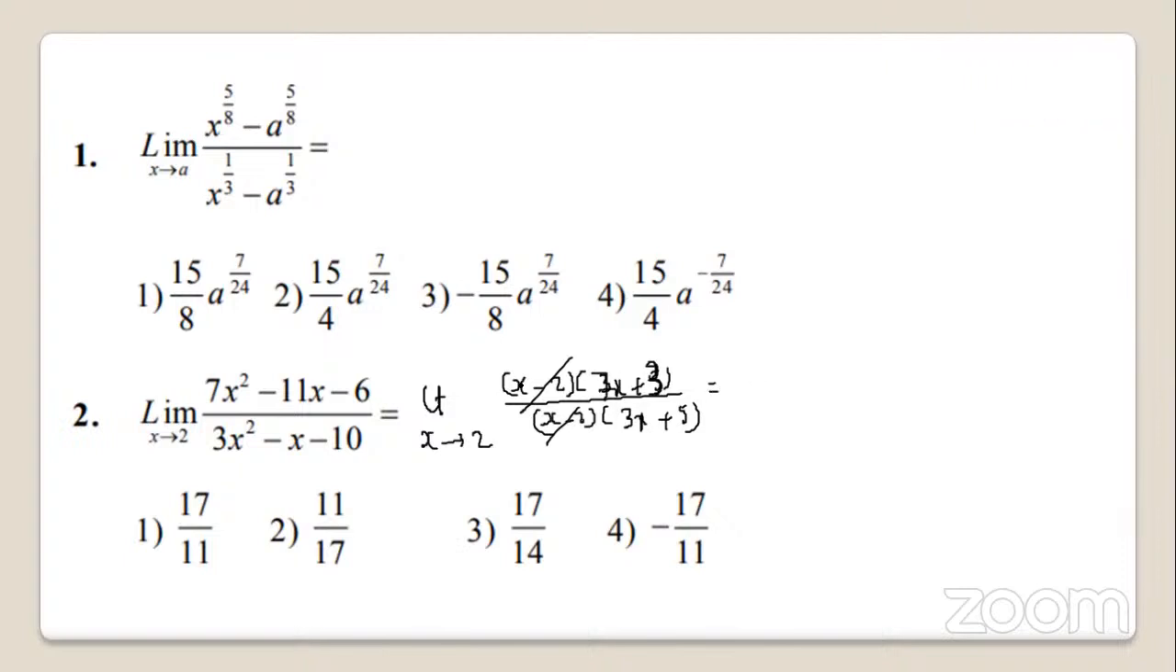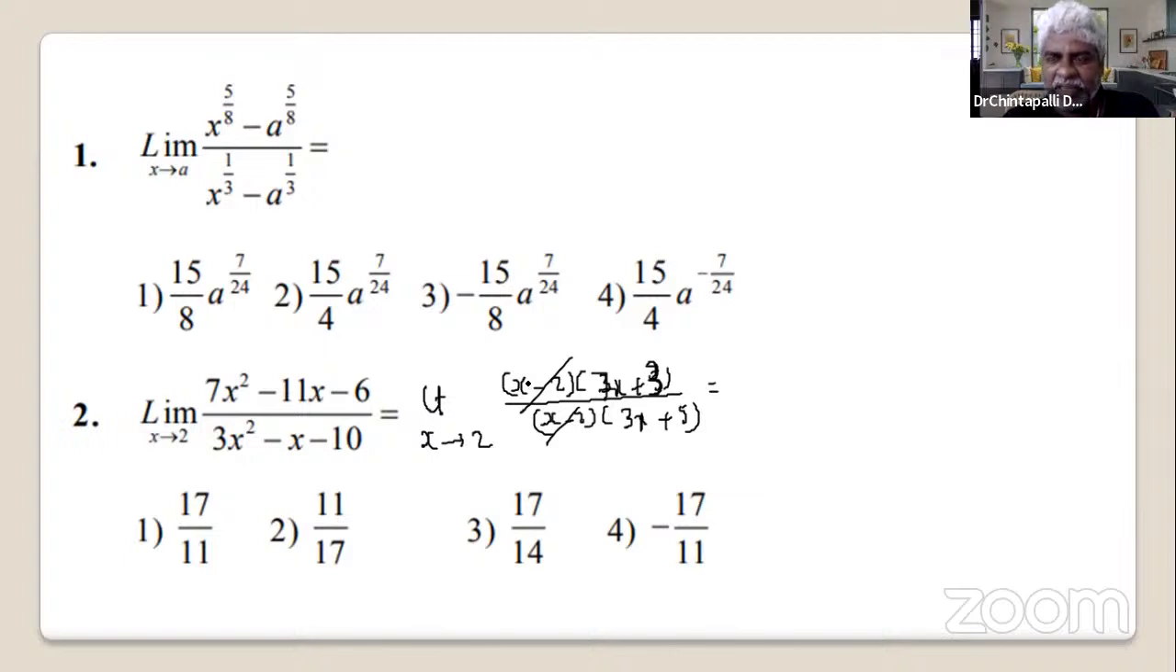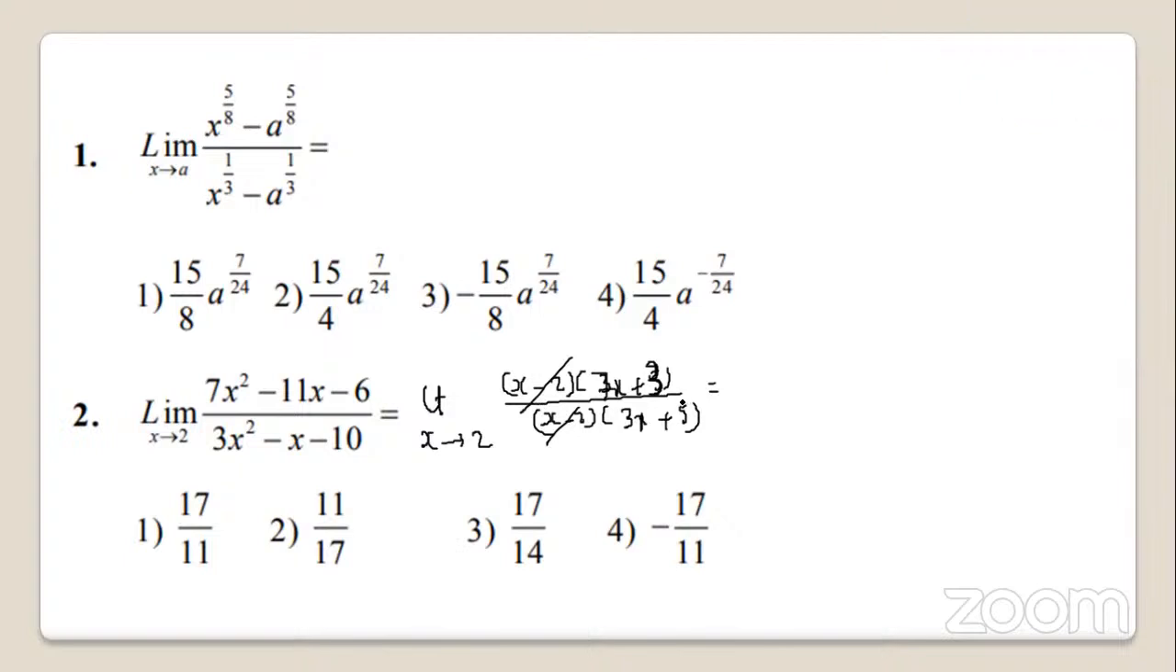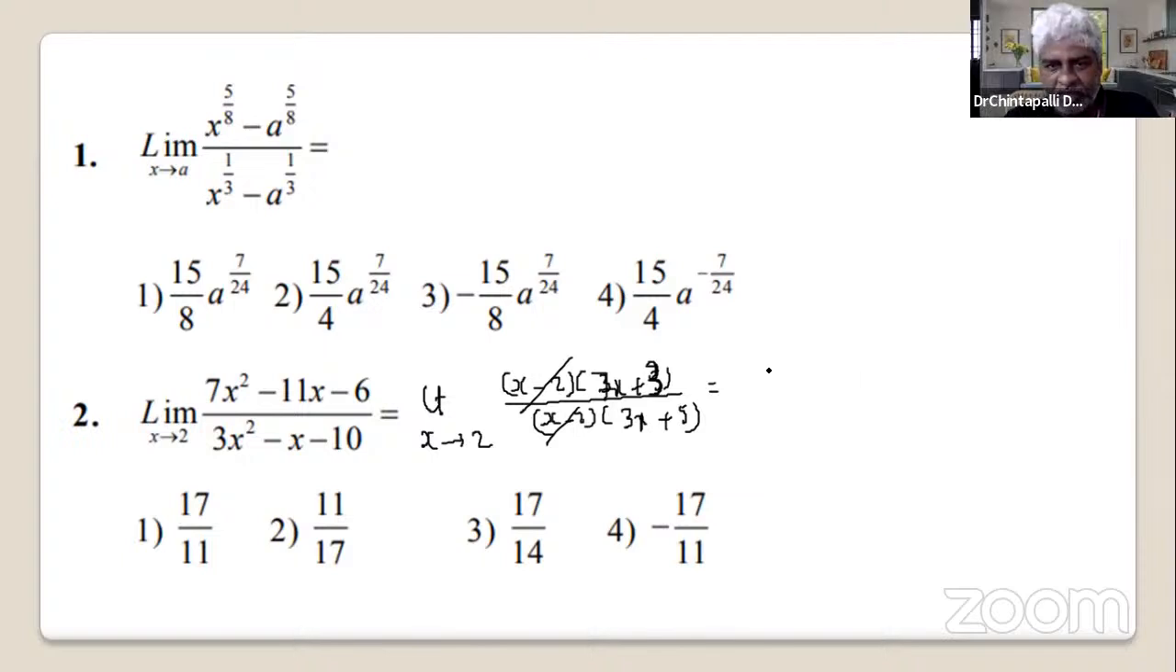Yes. Without hesitation, we can cancel x minus 2 here. That means we are not cancelling 0 by 0. We are cancelling something like 0.1 by 0.1, 0.001 by 0.001, like that. Okay? Yes. It is accepted and it is allowed to do this cancellation. Limit x tends to 2.